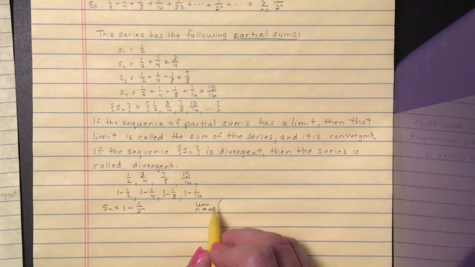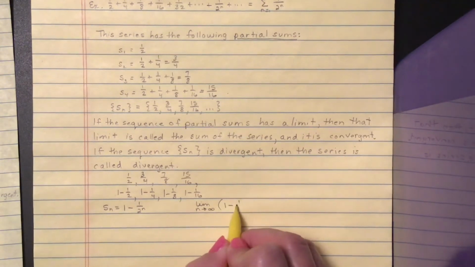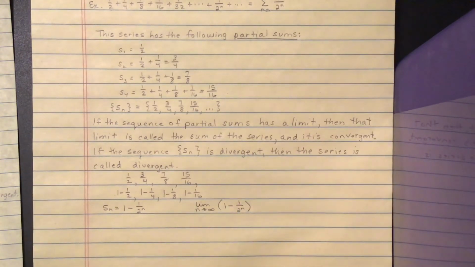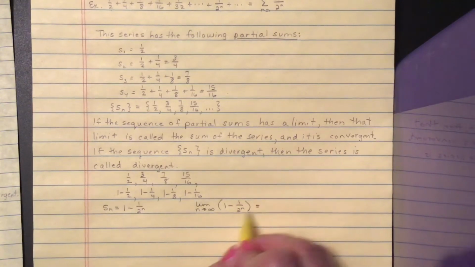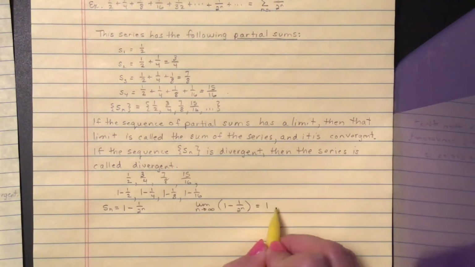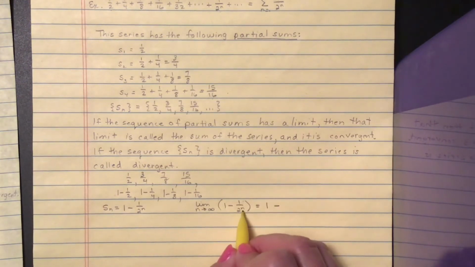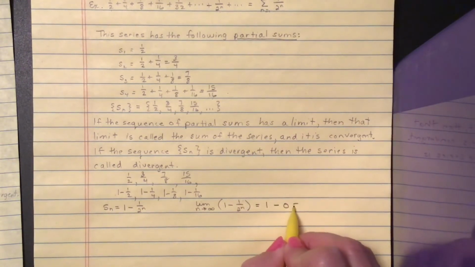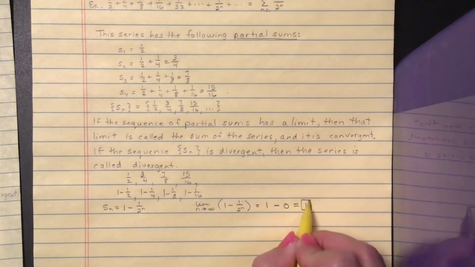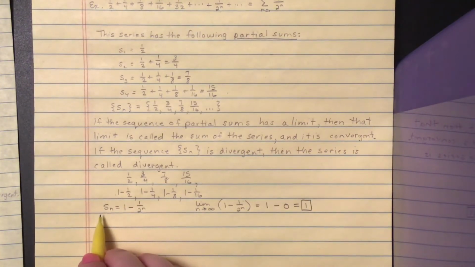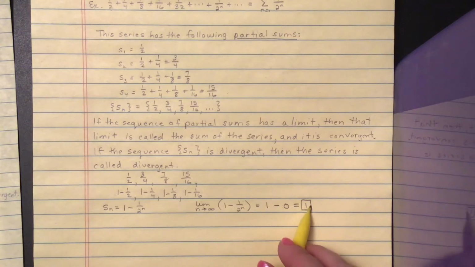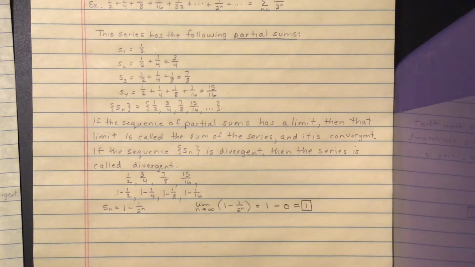So the limit as n goes to infinity of 1 minus 1 over 2 to the n is very easily evaluated. The limit as n goes to infinity of 1 is 1 minus the limit as n goes to infinity of 1 over 2 to the n is 0. So the sum for this sequence is 1. Therefore, the sum of the series is 1. The series has a sum, therefore it is considered convergent.